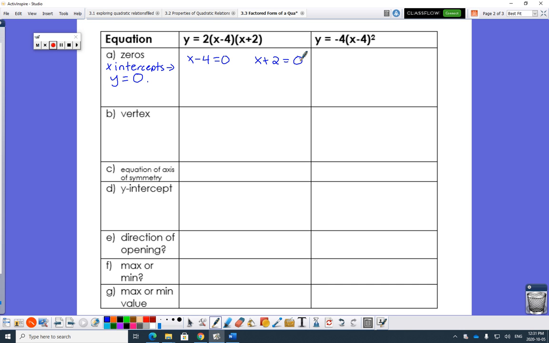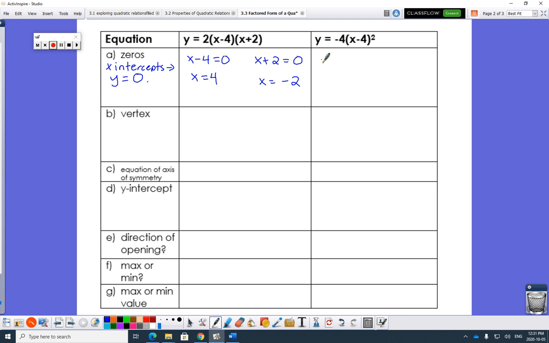So now we're going to solve. Bring the 4 to the other side, and you get positive 4. Bring the 2 to the other side, and you get negative 2. Or maybe you could have seen that x minus 4, to get 0, you need plus 4. x plus 2, to get 0, you need minus 2 to go with plus 2 to get 0. Or you can do this math every time.